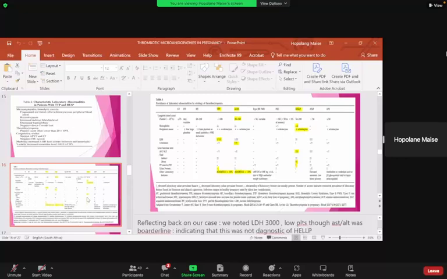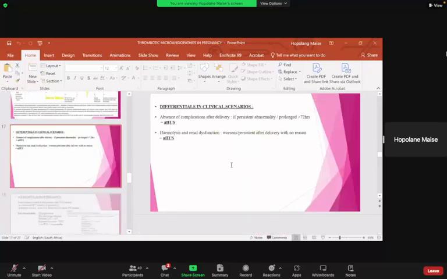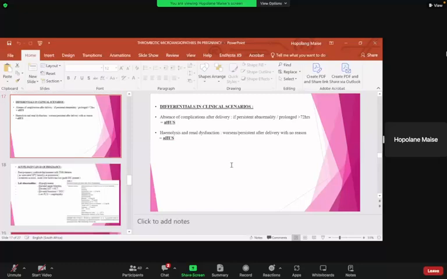So when it comes to clinical scenario and differentials, if there are complications after delivery, or if there's persistent abnormality, or if it's prolonged for more than 2 days, we should consider HUS. With hemolysis and renal dysfunction, which worsens or is persistent after delivery for no reason, HUS should be considered as well.